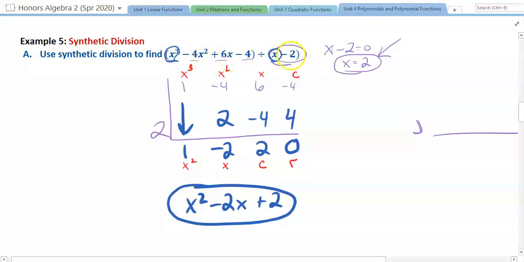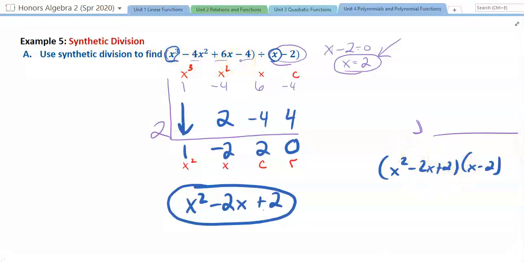And so when we take this and divide it by this, we get this, right? And so reversing that process, we could think about x squared minus 2x plus 2 times x minus 2 would multiply all back out and give me my original dividend, x cubed minus 4x squared plus 6x minus 4. Again, if you want to check that and multiply it all out, you will see that it does check out.